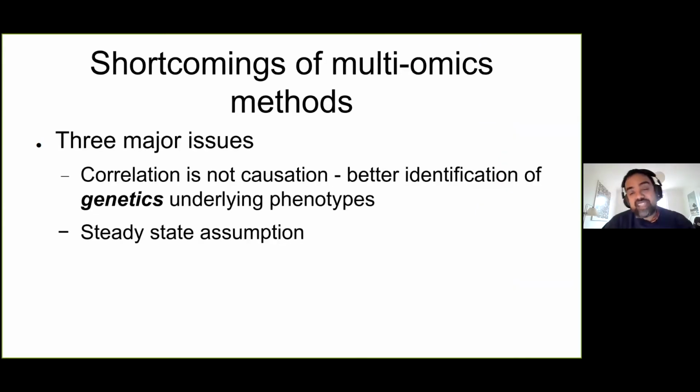So, what is the second shortcoming of multiomics methods? The second shortcoming of multiomics methods is less of a shortcoming, more of a convenience that we have been using all this while.